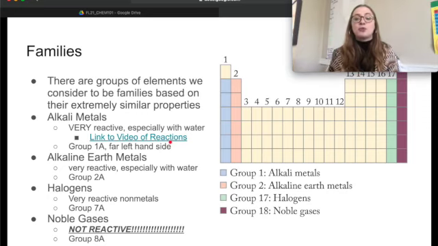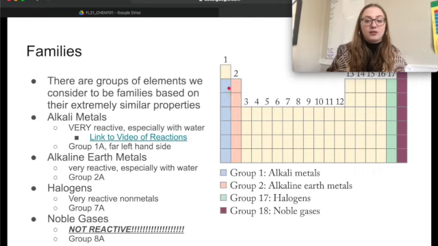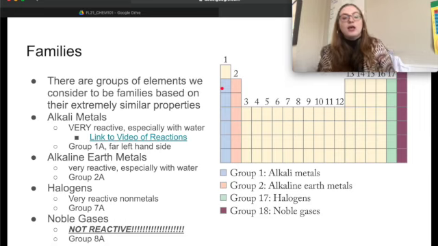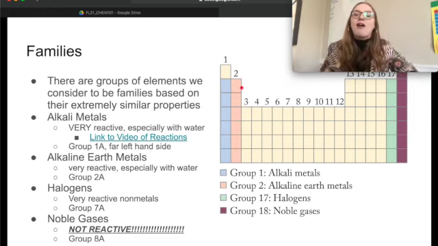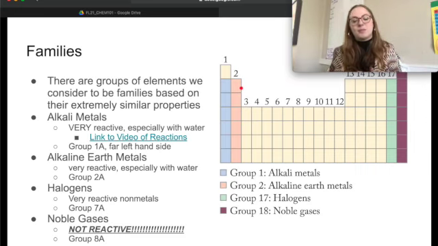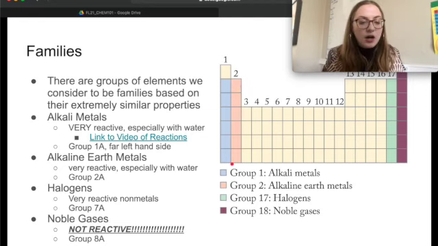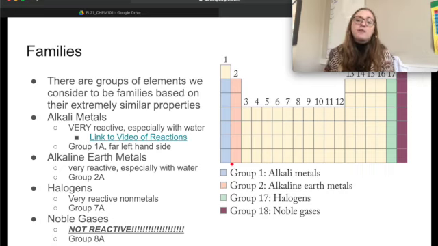Those are always going to be group 1A, that first group there. So the very far left-hand column, we call those the alkali metals. The second column, not to be confused, is called the alkaline earth metals. So we have the alkali metals, and then we have the alkaline earth metals, okay? A little confusing, but you gotta keep them straight. So that's gonna be everything in group 2. These are also very reactive. They're not as reactive, but they're also very reactive with water.